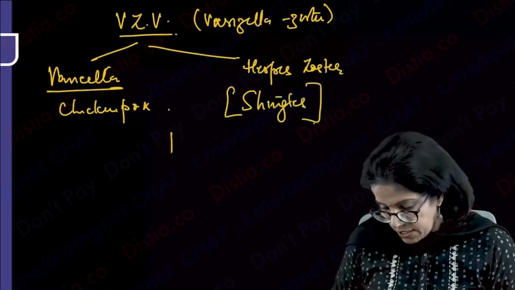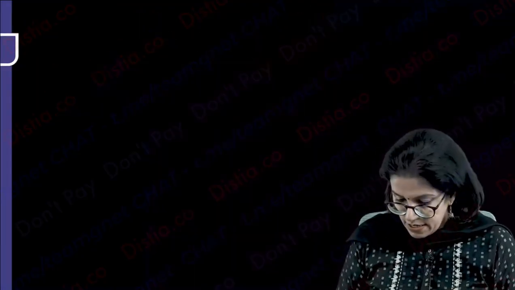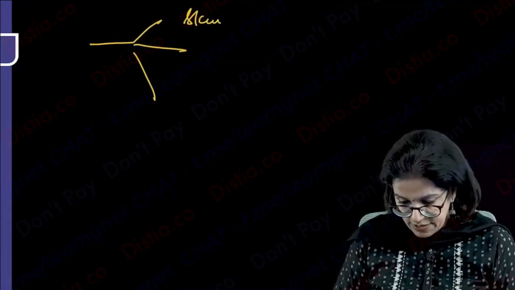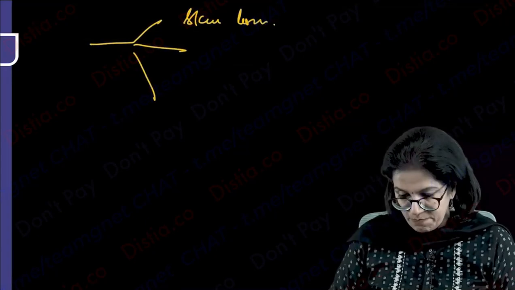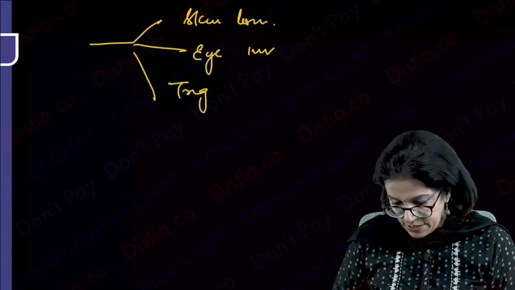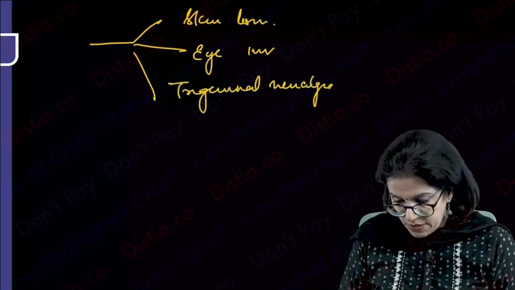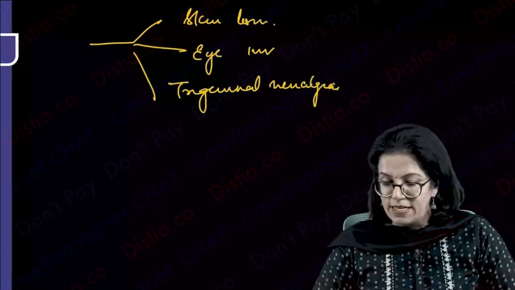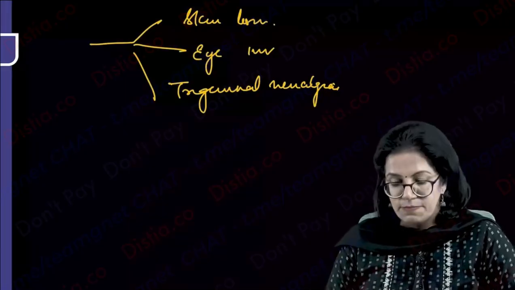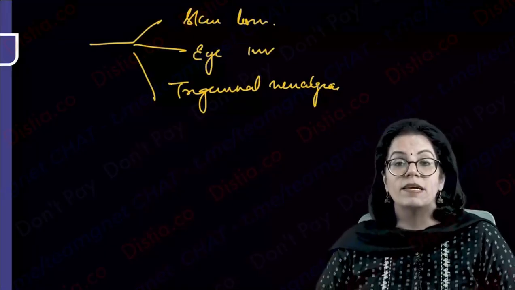Now, let us learn about herpes zoster ophthalmicus. There are three main features here. In herpes zoster ophthalmicus, there is skin involvement, eye involvement, and trigeminal neuralgia. So everybody knows that it follows a dermatome of the ophthalmic division of the trigeminal nerve, isn't it? That dermatome which is supplied by this nerve is being affected by zoster.